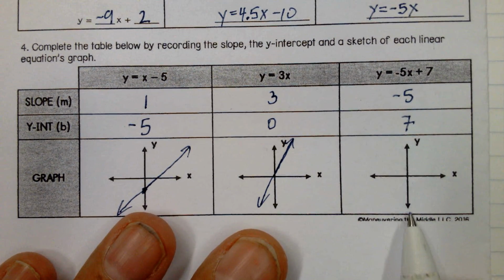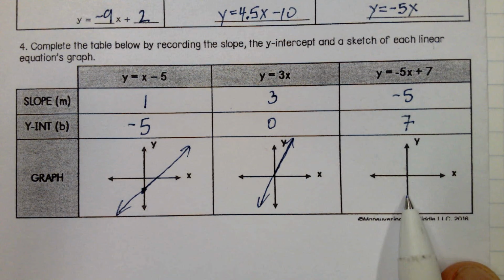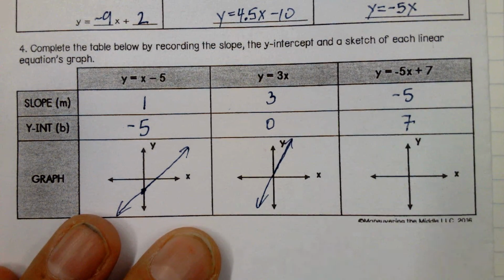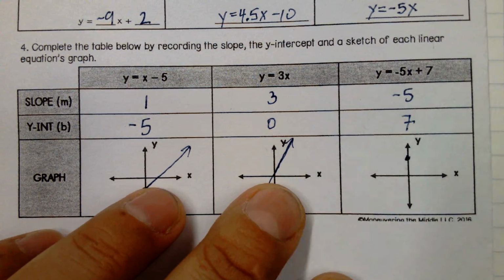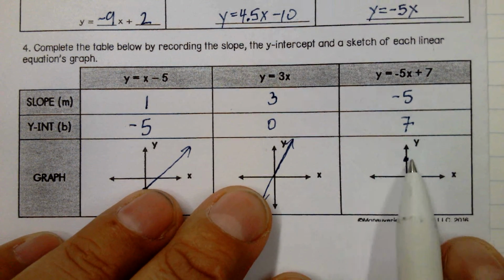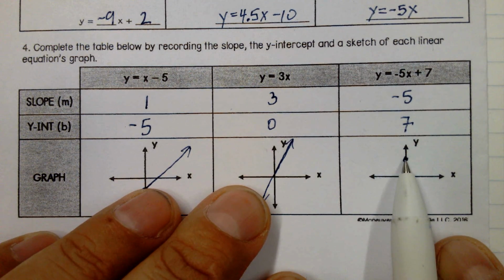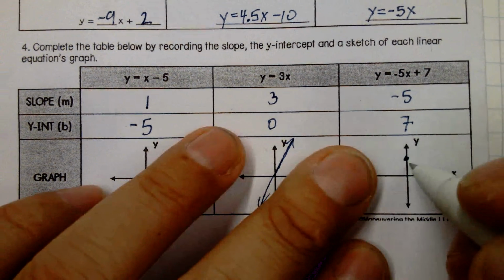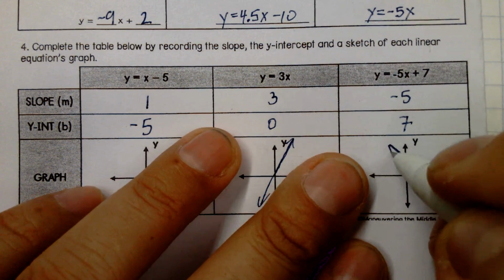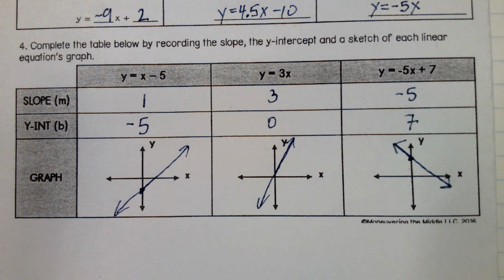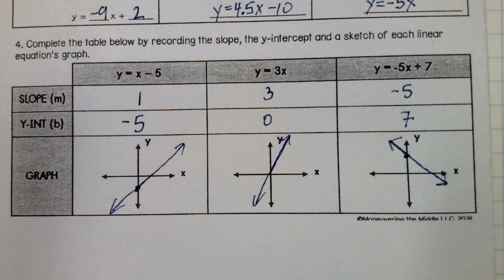Where will my line cross the y-axis? At 7. That's usually your starting point. This y-intercept number is your starting point. Let's say 7 is somewhere here, above 0, obviously. And now, what's my line going to do? It's going to go downhill. It's a negative slope, so it should go downhill. Something like that. Okay? So that's the beginnings of how to graph using a slope-intercept equation. Any questions?